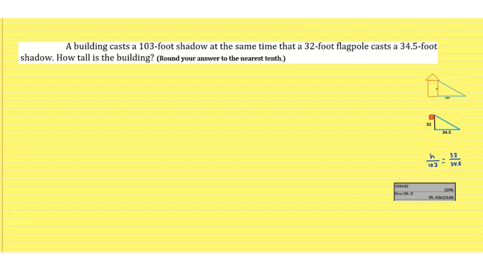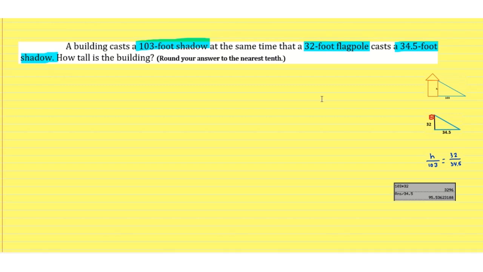This last problem tells us that we have a building that casts a 103-foot shadow at the same time that a 32-foot flagpole casts a 34.5-foot shadow. And it wants to know, how tall is the building?